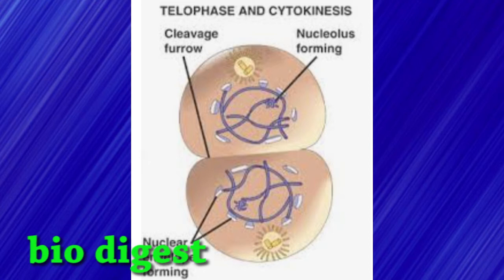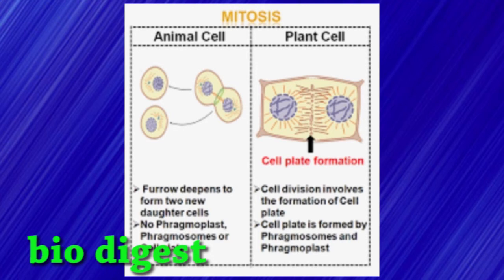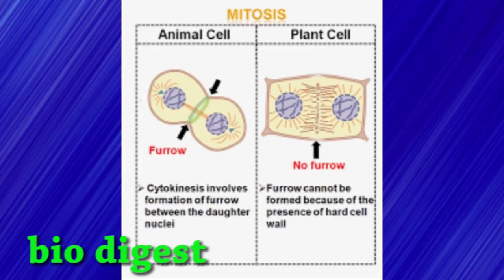Cytokinesis. The division of cytoplasm. The cleavage furrow deepens totally in animal cell and separates the 2 daughter cells. The cell plate grows from center to the periphery, resulting in 2 cells in the case of plants. What are the differences between mitosis in animals and plants? In animals, asters are formed. Cytokinesis by furrowing of cytoplasm. In plants, asters are not formed. Cytokinesis by cell plate formation.